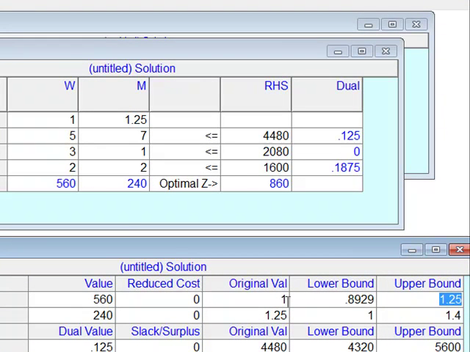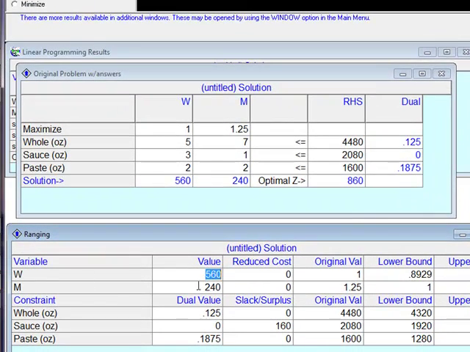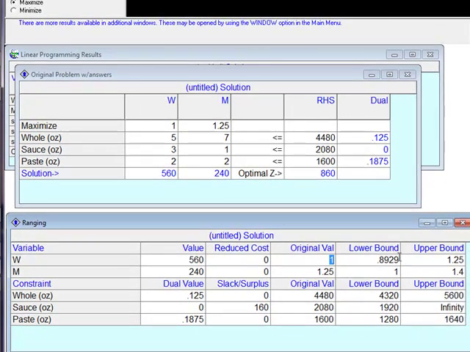And you would still want to make 560 jars of W and 240 jars of M, or Mexico City. So the optimal solution does not change and remains the same, even if this $1 profit per jar of the Western salsa ranges in value anywhere from 90 cents to $1.25.